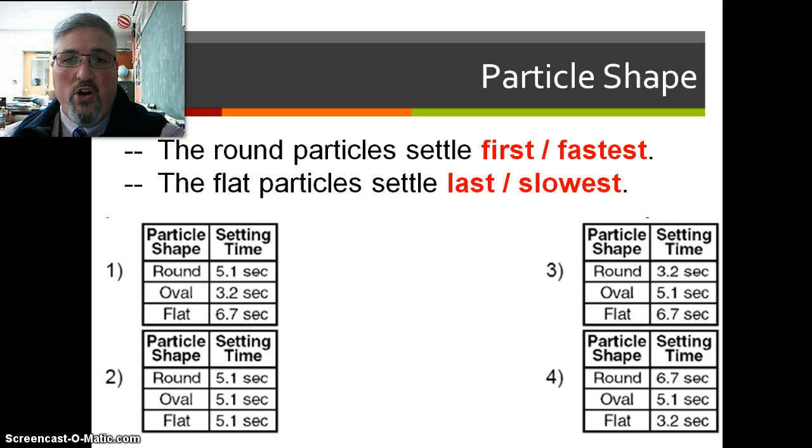It says, which table shows the correct settling times based on particle shape? So take a second and look at this. You should know that you can eliminate number 2. Why? If you said because they're all the same, you're correct. Can't be all the same. They're all different. If you look at those, which one is going to settle to the bottom fastest? The round one is. Is that going to take more time or less time? It's going to take less time. The flat one takes the most time, so that's number 3 again.